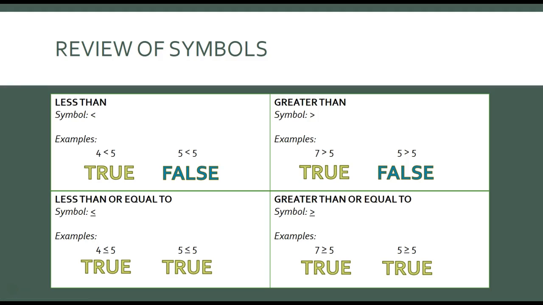First, a quick review of the symbols. We have less than or equal to, greater than or equal to. And what's important is to realize the special cases. 5 is not less than 5, because 5 is equal to 5. However, 5 is less than or equal to 5, and that would be our true statement. 5 is not greater than 5, that would be false, but 5 is greater than or equal to 5, which is true. So it's important that we read carefully and pay attention to our symbols.